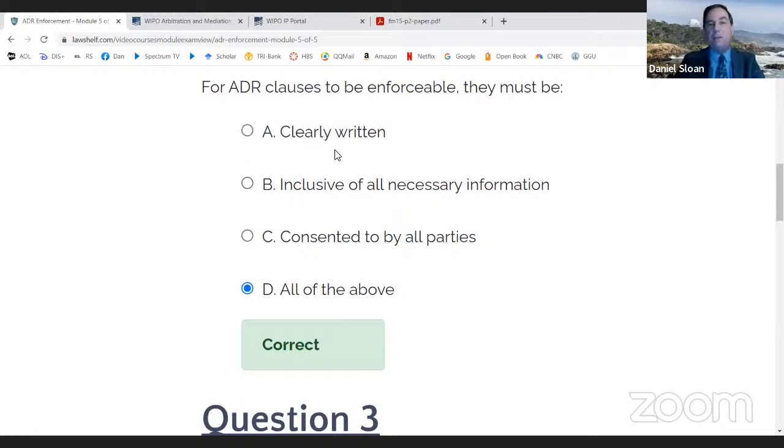It does need to be clearly written. That is a lot of what we're talking about in this particular series, how to write more clearly, inclusive of all necessary information. We don't want to leave anything out. We want to have all of the particulars in our clause consented to by all the parties. We couldn't really call it a contract if we didn't have everybody agreeing to everything that was in our clause. So D, yes, all of the above. For all of you that got that correct, very good. Another one.